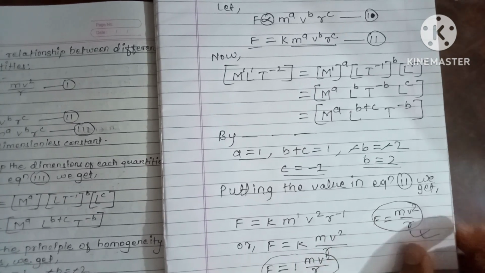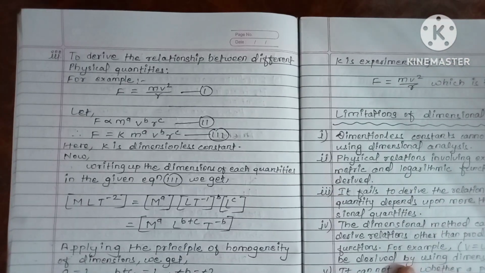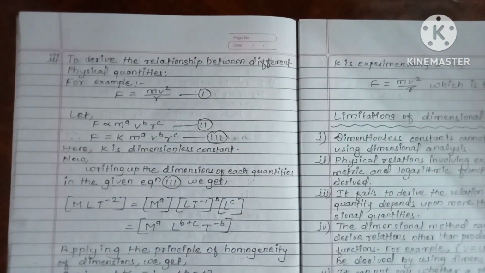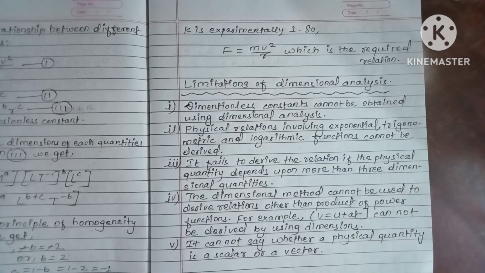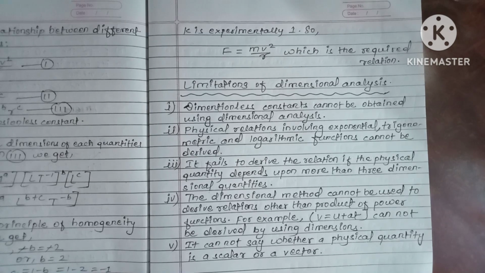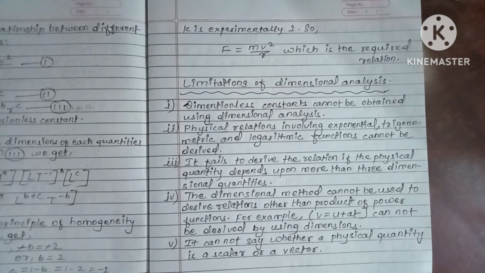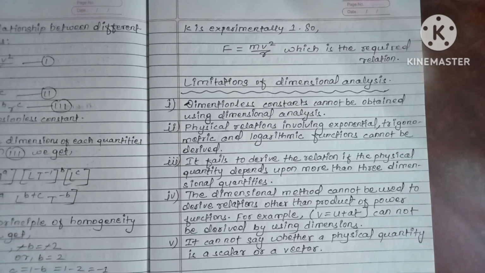In this way you can derive the relation between different physical quantities. So this is our final use. Now let's talk about the limitations. Limitations of dimensional analysis.